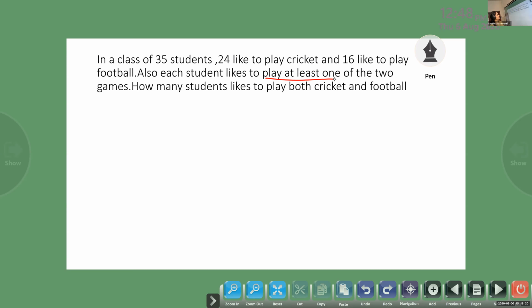How many students like to play both cricket and football? Okay, so you give the notations and find out. The steps are important. What are the notations you can use here? You can give the alphabet. Any alphabet you can use, but use capital letters. That is the thing you have to keep in mind. Sets we denote by using capitals.